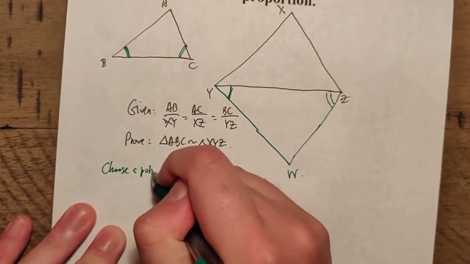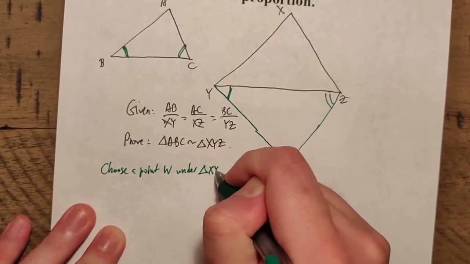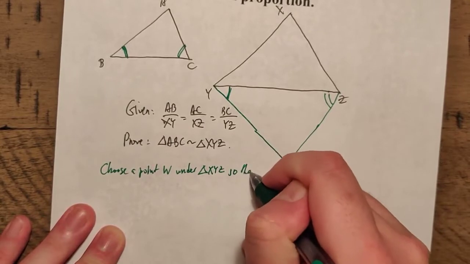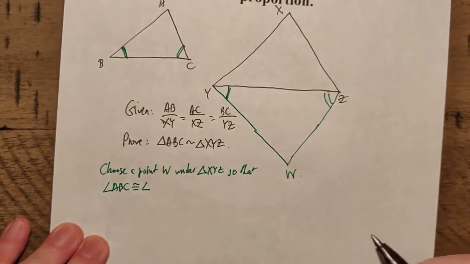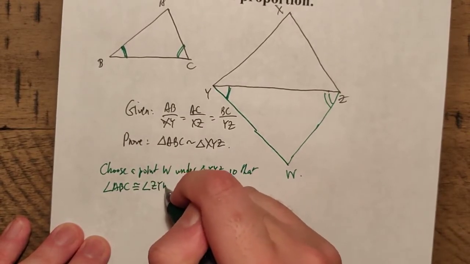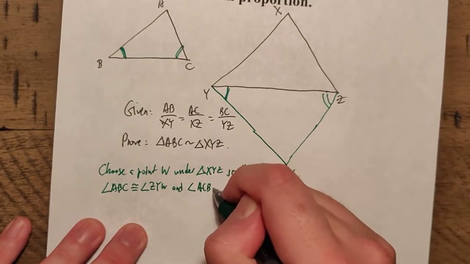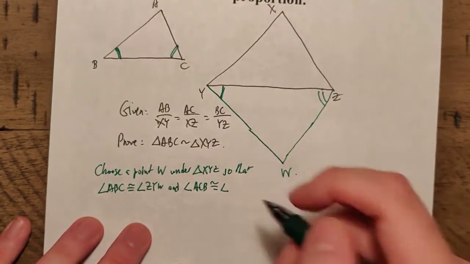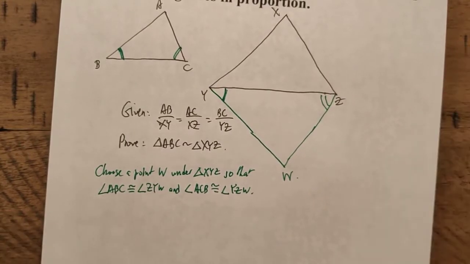So what we're going to do here is choose a point W under triangle XYZ so that angle ABC is congruent to angle ZYW, and angle ACB is congruent to angle YZW, right? So this is our little setup here. We're going to start off like this.